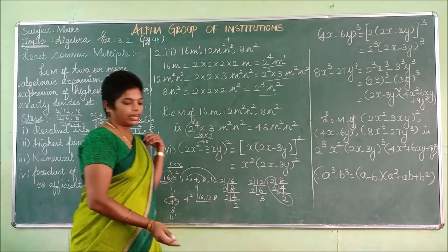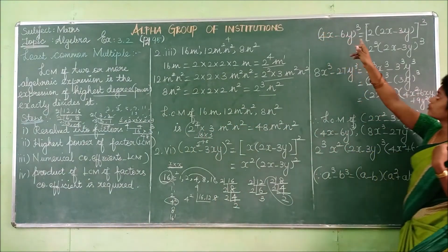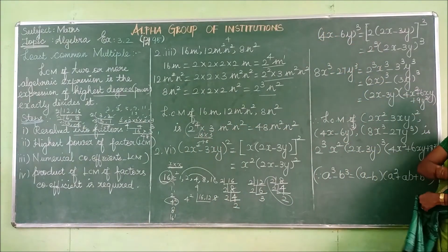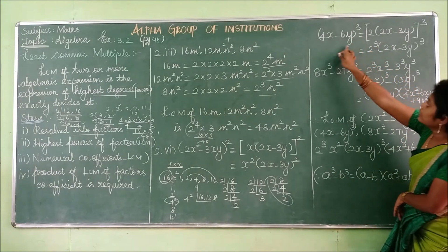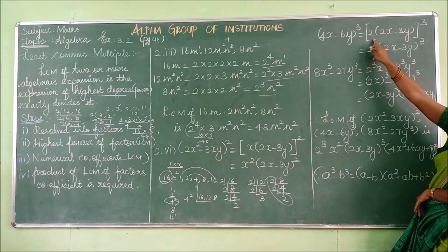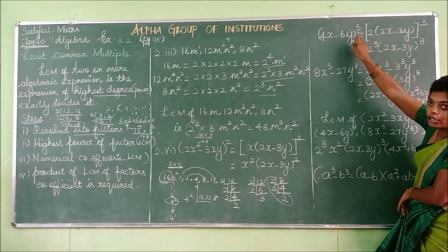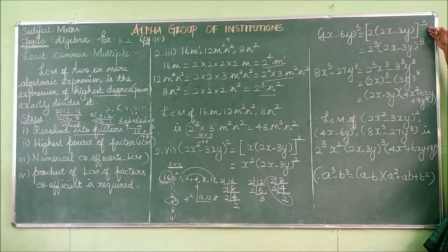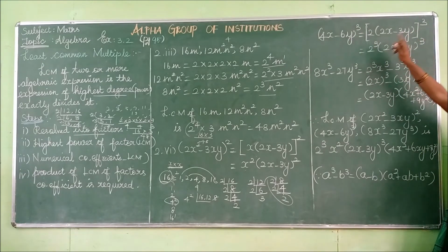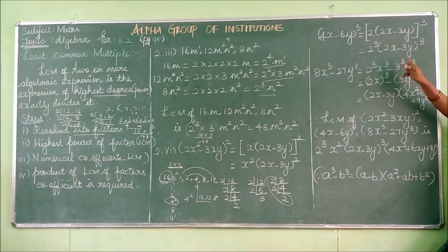Next consider the second term. What is our second term? Our second term is 4x minus 6y the whole cube. In this term you can take 2 as common. If you take 2 outside, 2 into x minus 3y. This is of whole cube only, so you keep that cube for both the terms. Then apply the cube to the inner side. So 2 cube into 2x minus 3y the whole cube.